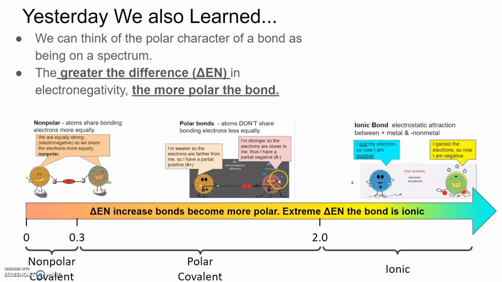On the other hand, if the difference is between 0.3 and 2.0, it's going to be polar because it's a stronger pull from the more electronegative atom. And the greater the difference is, the more polar it becomes. Now, once their difference in electronegativity gets so extreme, it becomes ionic.